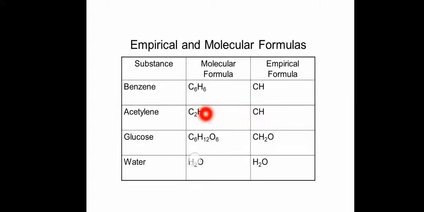So if you look at compounds such as benzene, C6H6, it can actually be simplified to just CH. The same would apply to glucose, C6H12O6. It can be simplified to CH2O.